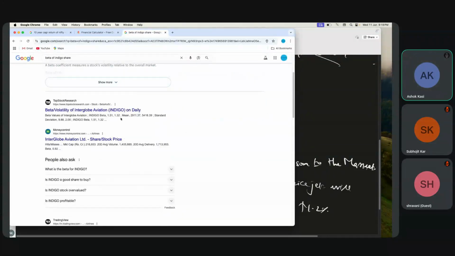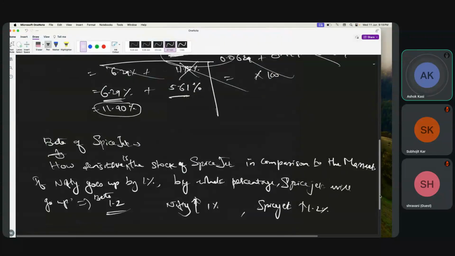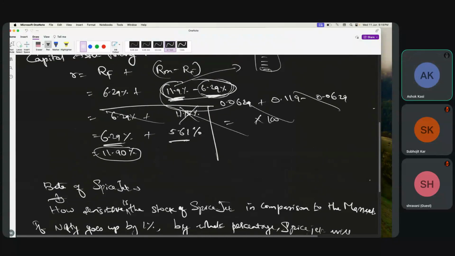Actually, no, this is the one: beta values of InterGlobe Aviation. See, this is 1.5. Long-term beta is 1.5. Because it is 1.5, what does that mean? If Nifty is going up by 1, it will go up by 1.5. So I will take that risk, beta, also into consideration. So this is 1.51.